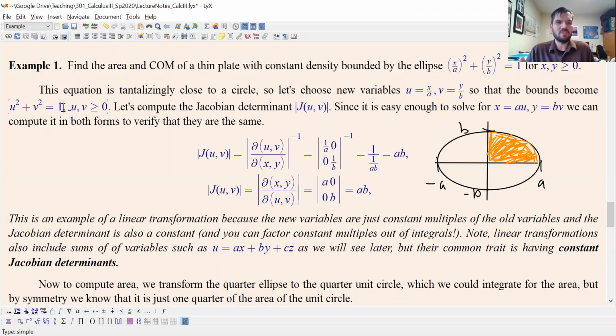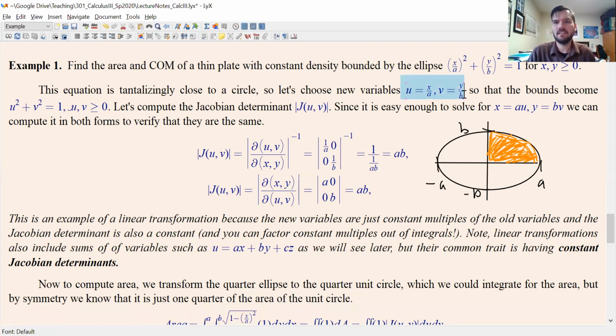It's so close to a circle, why not make it a circle? And since u is x over a and x is positive, then u must be positive or non-negative. And if v is y over b and y is greater than or equal to 0, then v is greater than or equal to 0. So we have the bounds translated over really nicely. And so we can compute the Jacobian determinant. And we can actually use either form, the inverse form or the direct form, because this is such a nice relationship. It's very easy to switch in between solving for u and v in terms of x and y, or solving for x and y in terms of u and v.